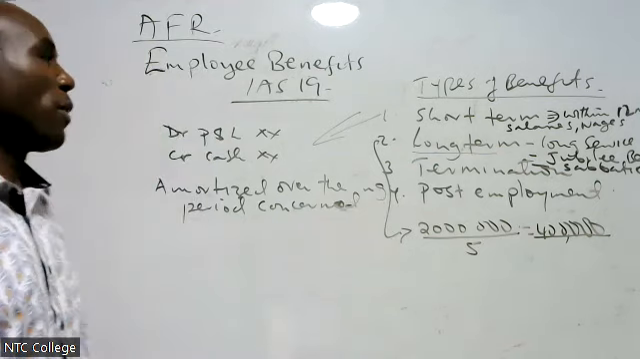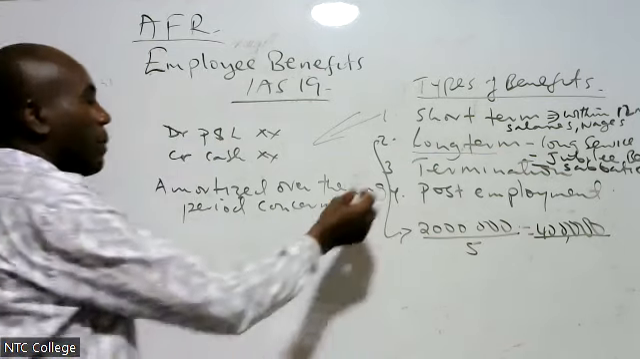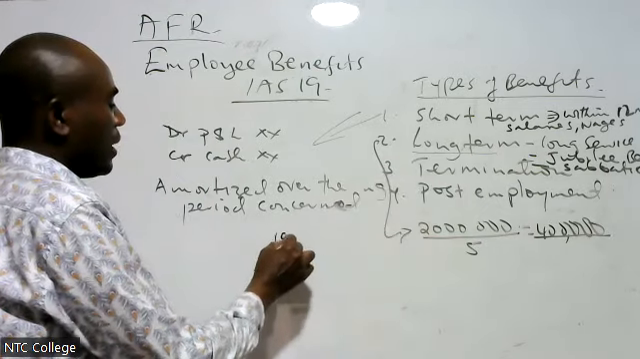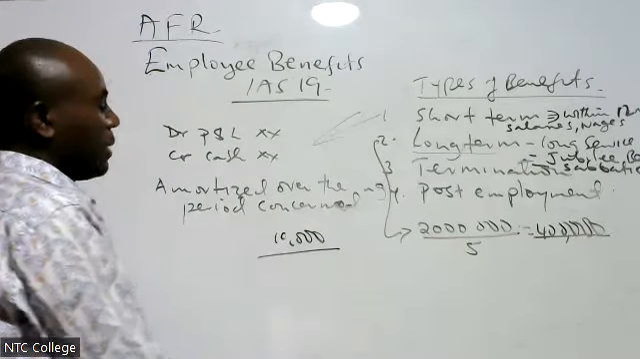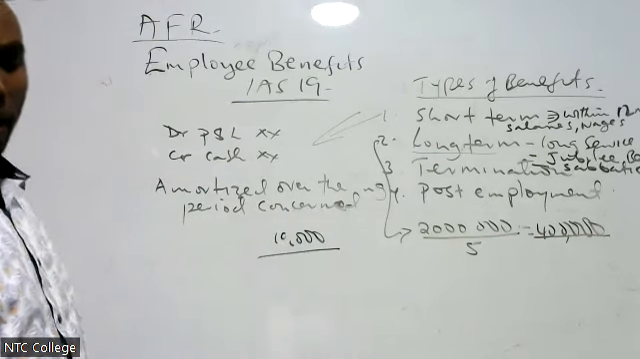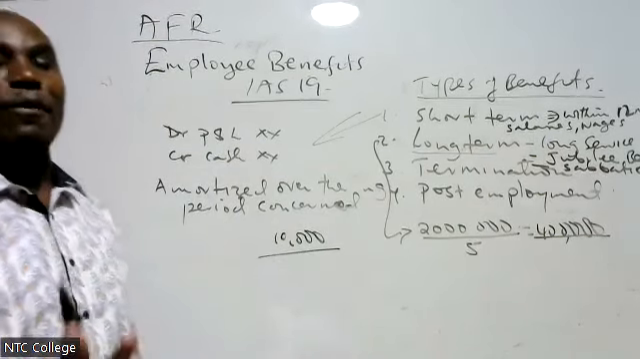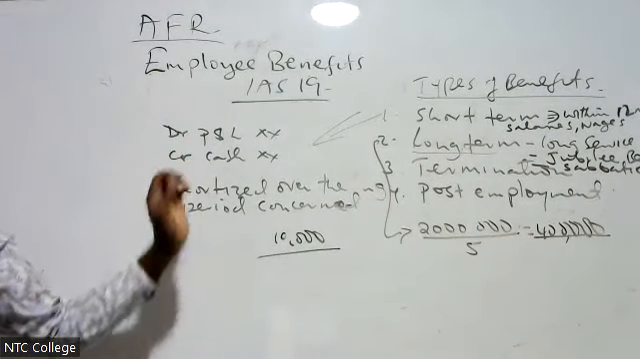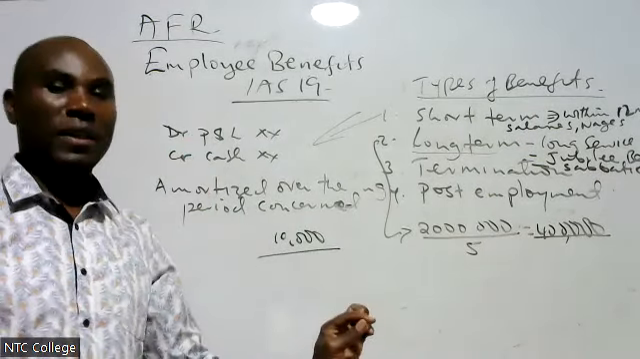How will it be possible? For example, I'm terminating your contract, then you are required to be paid 10 million. Then I'm paying you 10 million in cash. The moment I terminate your contract, I give you 10 million. Therefore, I'm going to debit P&L and credit cash, just as with short-term benefits.